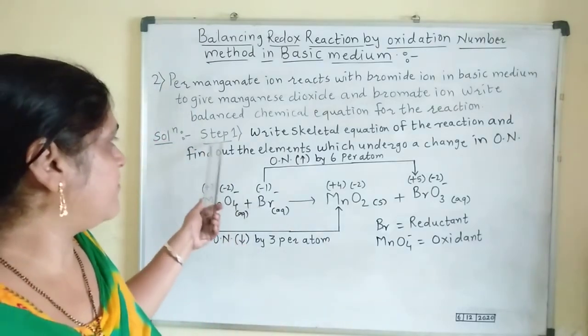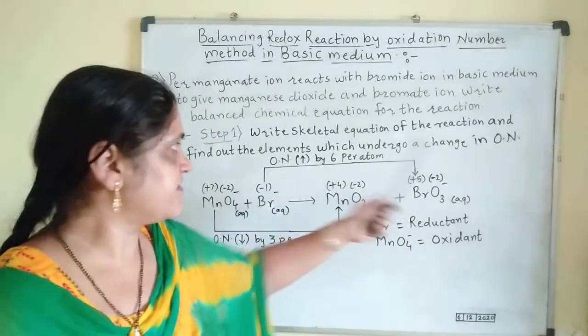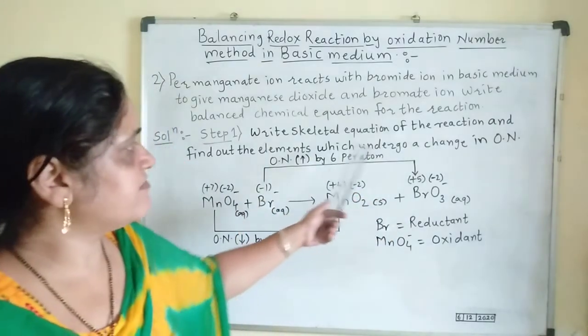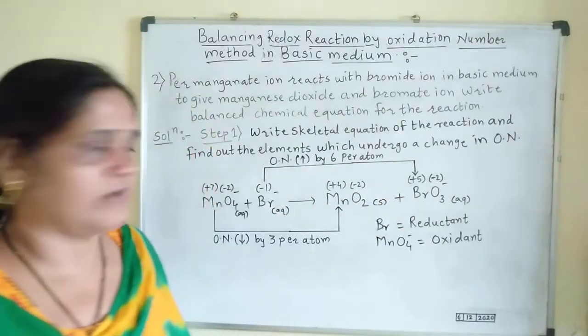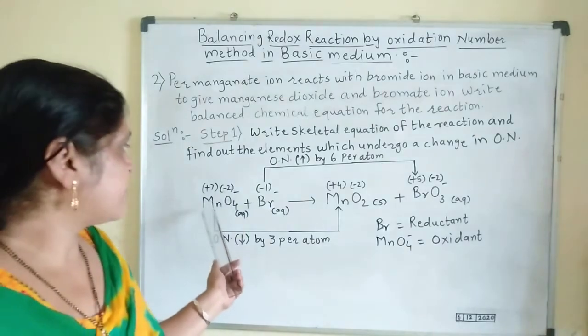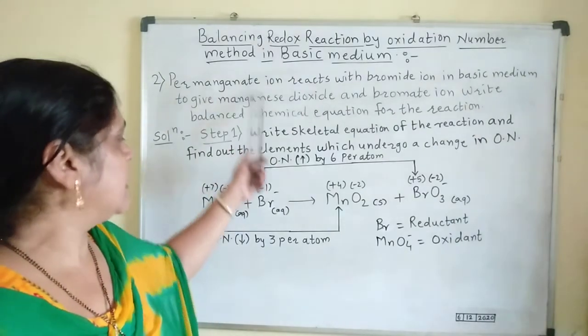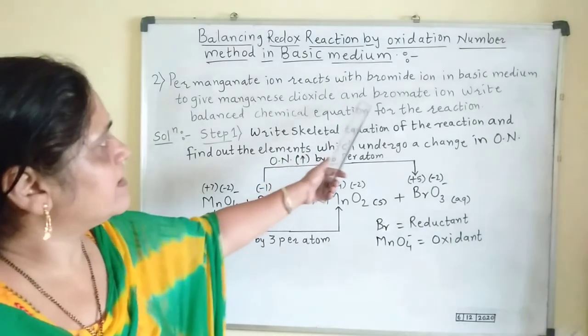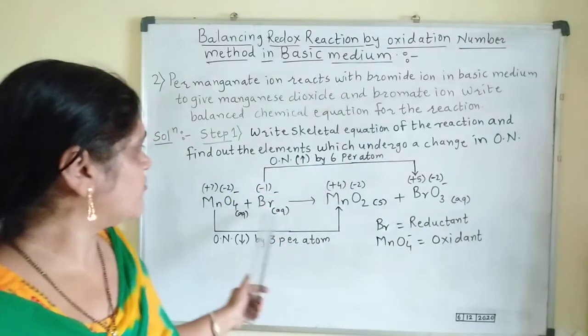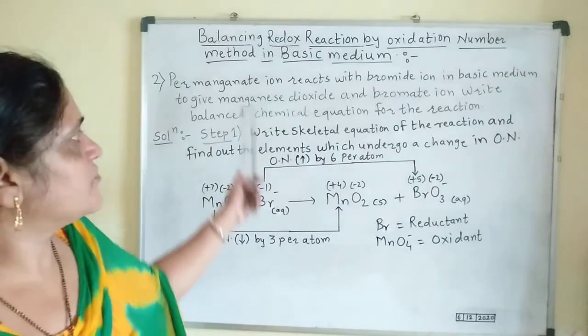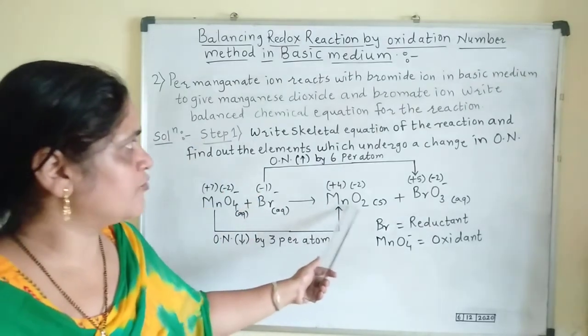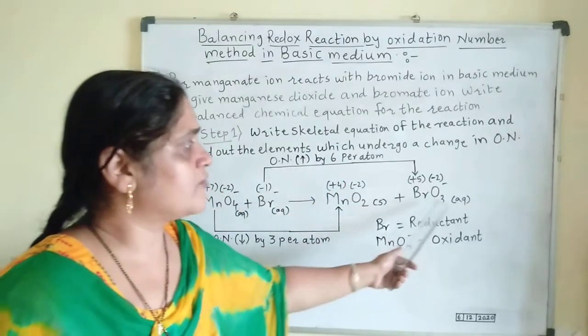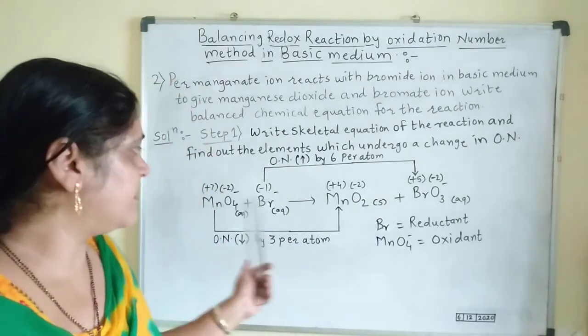So step 1 is write the skeletal equation of the reaction and find out the elements which undergo a change in oxidation number. Skeletal equation: permanganate ion, that is MnO4 minus, reacting with bromide ion, so Br minus ion, gives the products manganese dioxide, that is MnO2, and bromate ion, that is BrO3 minus. In this way the skeletal equation we have got.